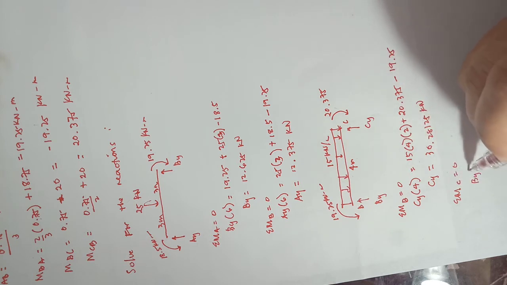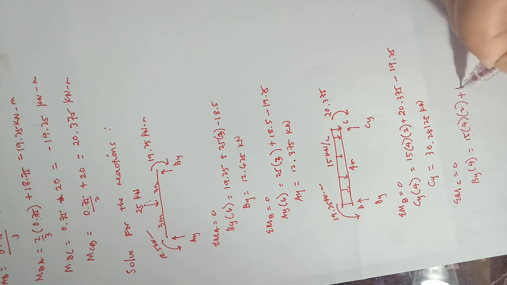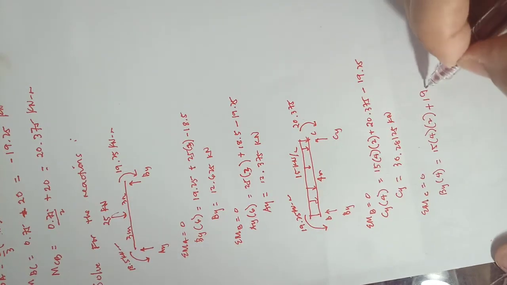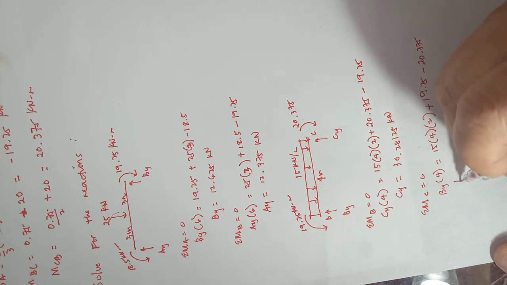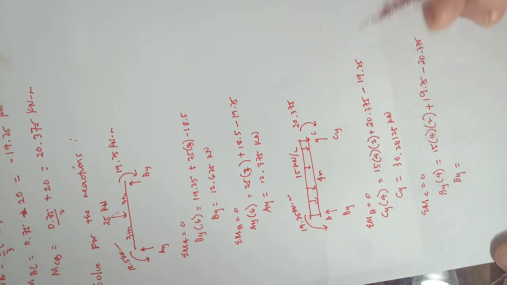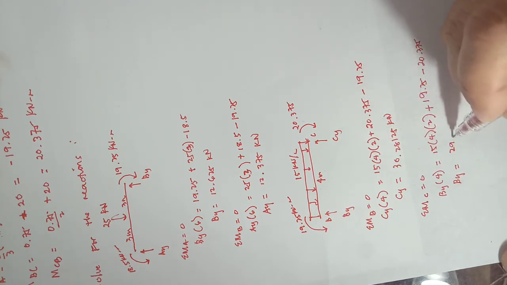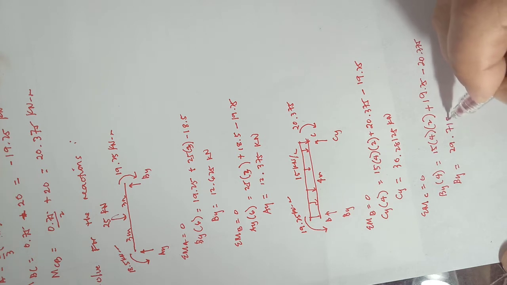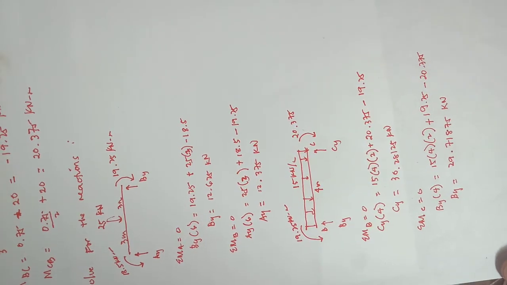Okay, we sum up moment at C equal to 0 to solve for BY. So we have BY times 4 is equal to 15 times 4 times 2 plus 19.25 minus 20.375. So we can have BY equal to 29.71875. Pero pwede na po mag-round off, no? Okay, ako wala na ako round off para accurate ang values.